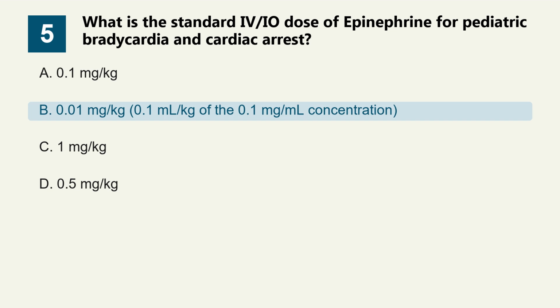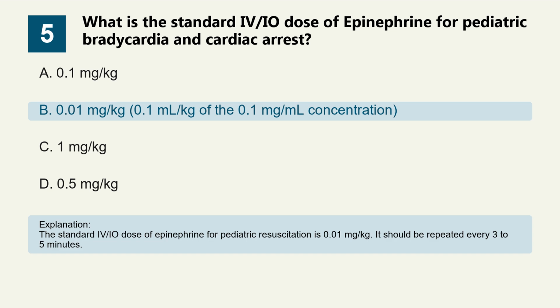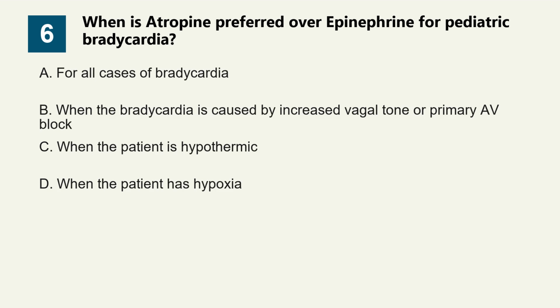0.01 mg per kilogram, 0.1 ml/kg of the 0.1 mg/ml concentration. The standard IV/IO dose of epinephrine for pediatric resuscitation is 0.01 mg per kilogram. It should be repeated every 3 to 5 minutes. Question 6. When is atropine preferred over epinephrine for pediatric bradycardia? Option A. For all cases of bradycardia. Option B. When the bradycardia is caused by increased vagal tone or primary AV block.